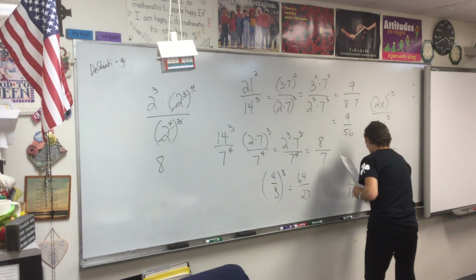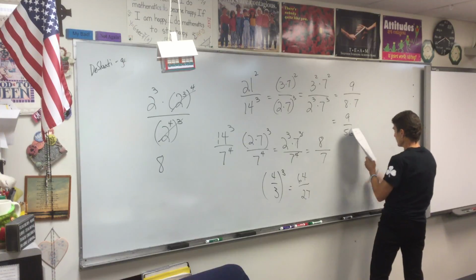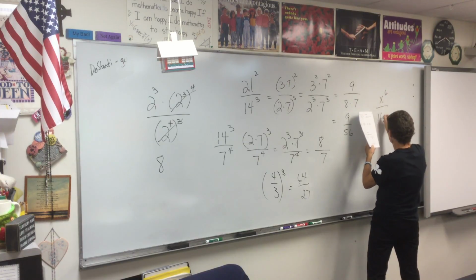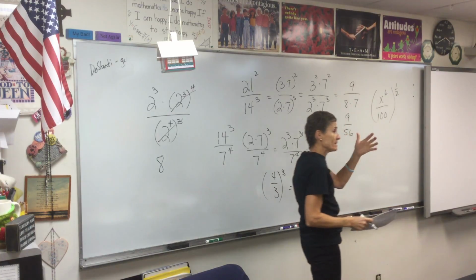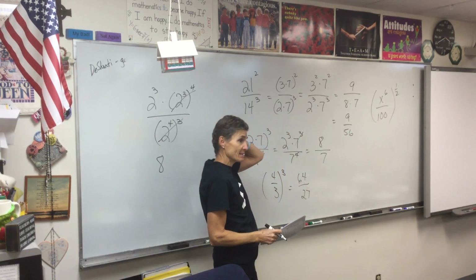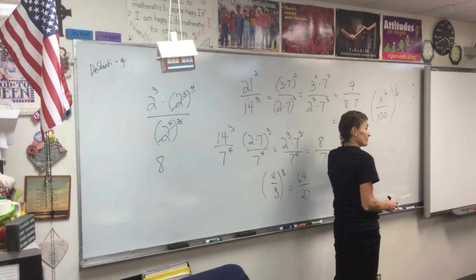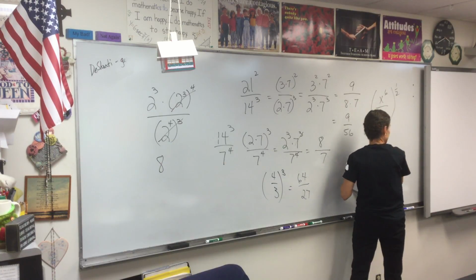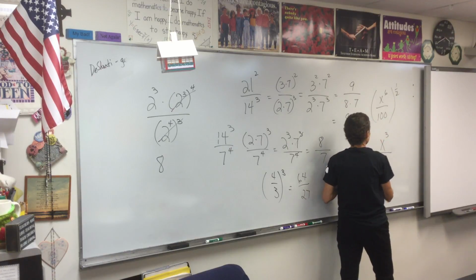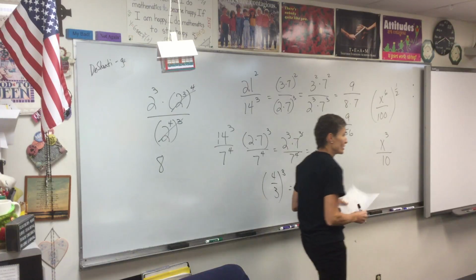And finally, number 6. What are you going to do with it? You're going to flip it because you've got that negative exponent. So you have x to the 6th over 100 to the 1/2. All flipping it does is make the exponent positive. What does a 1/2 exponent mean? Square root. So you're square rooting. What's the square root of x to the 6th? X to the 3rd. Very, very good. And what's the square root of 100? 10. There's the answer to the question.